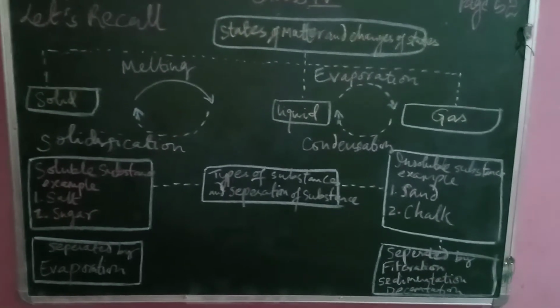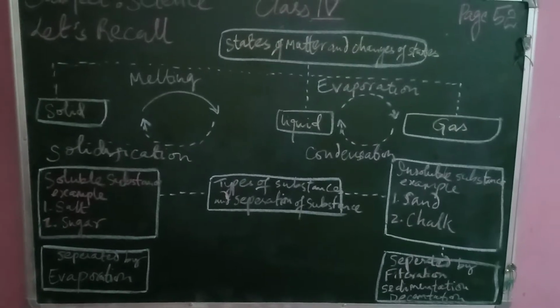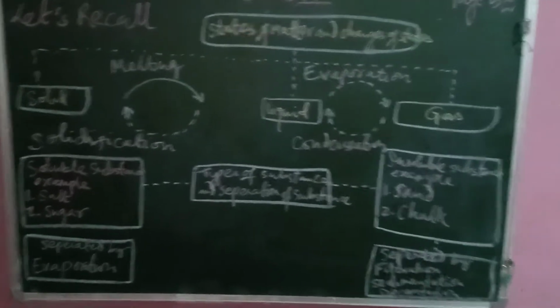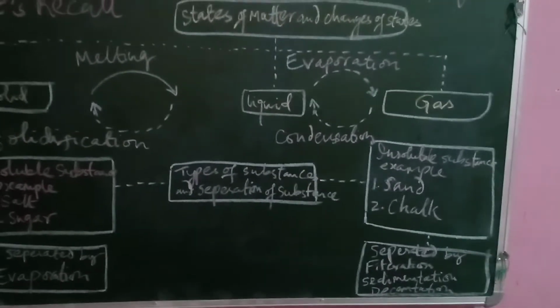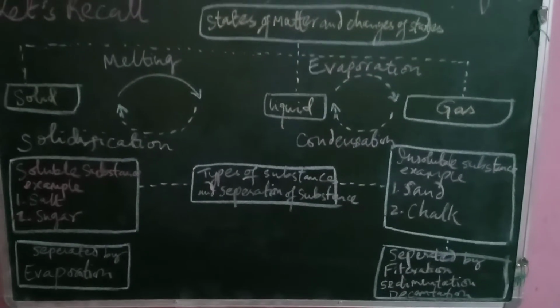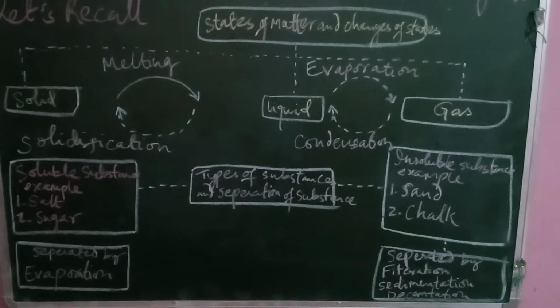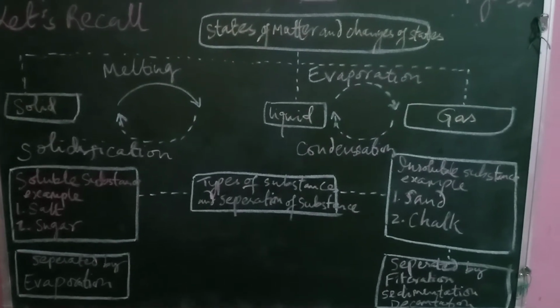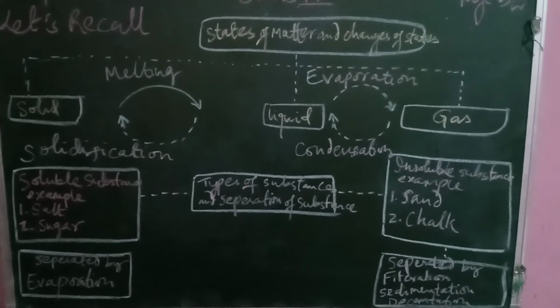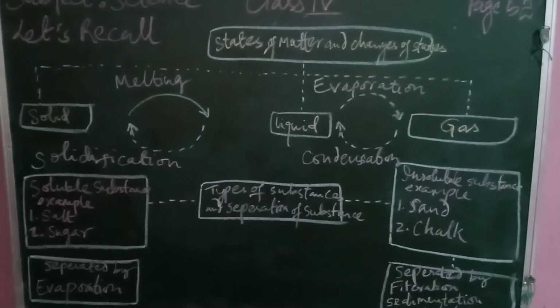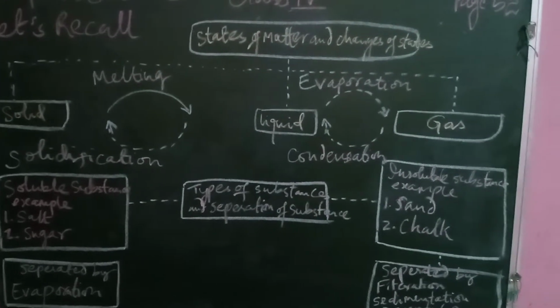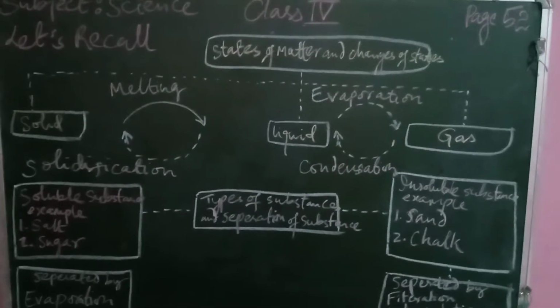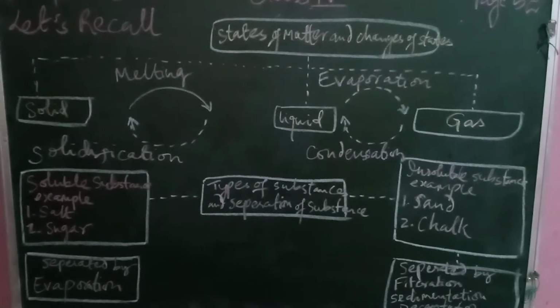And then types of substances and separation of substances. There are insoluble substances, for example sand and chalk, separated by filtration, sedimentation and decantation. So this is how you complete your map.